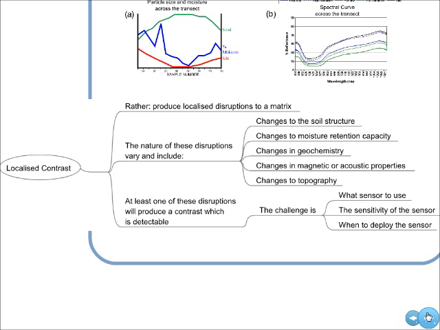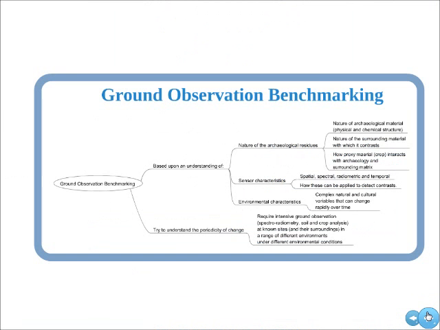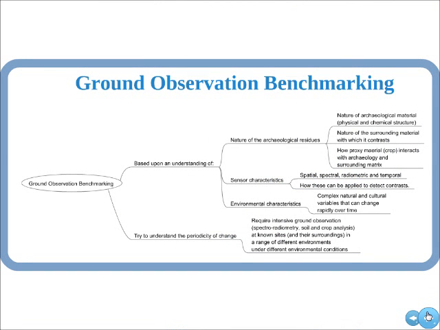Okay, so what we're going to do is look at a range of different ground observation benchmarking. And we're going to do that based upon an understanding of the nature of the archaeology itself, what it's made of, what surrounding materials are, and what's growing on top of it. What are the proxy materials, in this instance crop? The sensor characteristics, the spatial, spectral, radiometric and temporal, again as we've already discussed, and the environmental characteristics, which are a range of complex natural and cultural variables that can change very rapidly over time.